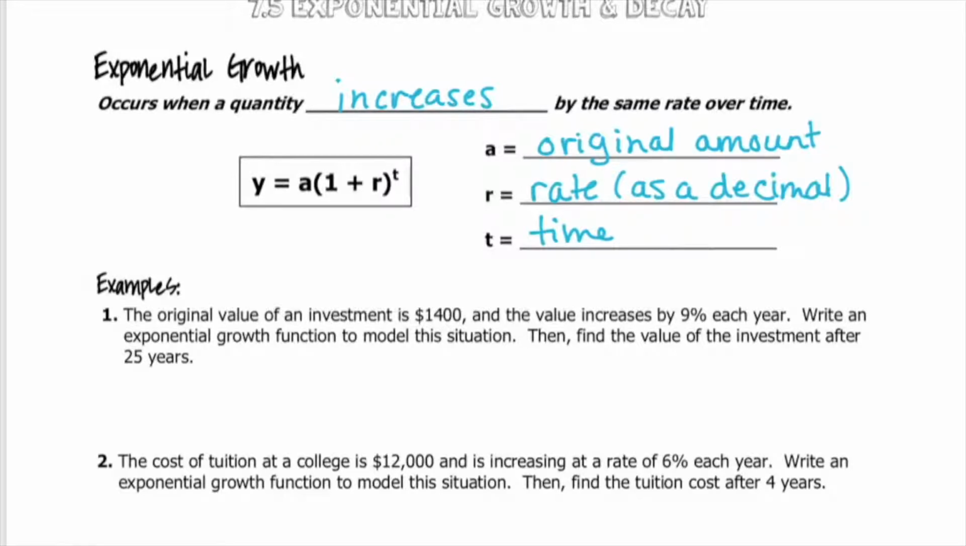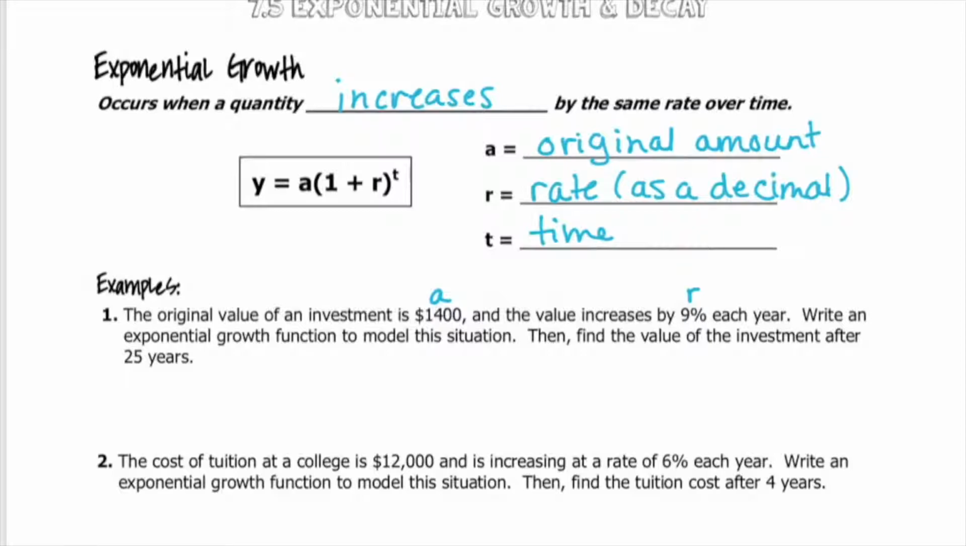The original value of an investment is $1,400, and the value increases at 9% each year. So that's telling you the initial amount was A, and the rate was 9%. So we have to convert that to a decimal. Write an exponential growth function to model this situation. Then find the value of the investment after 25 years.